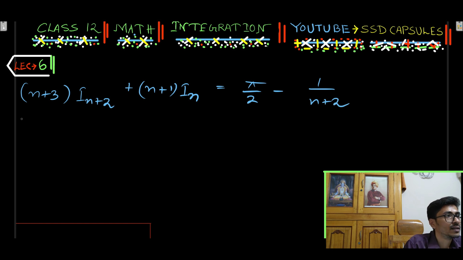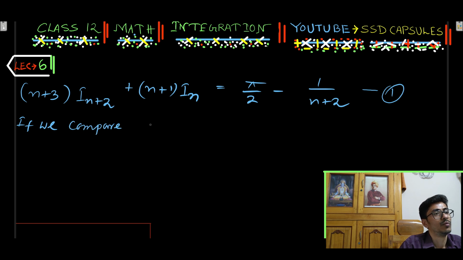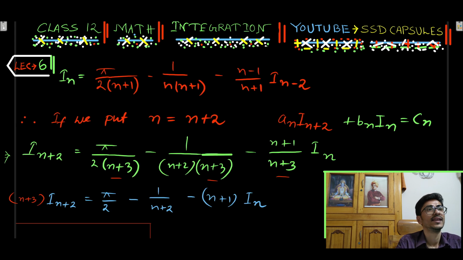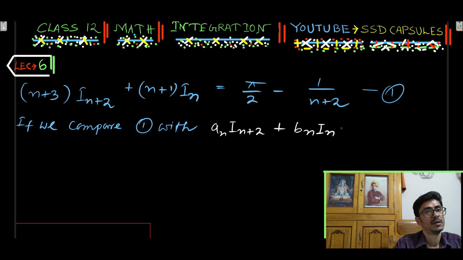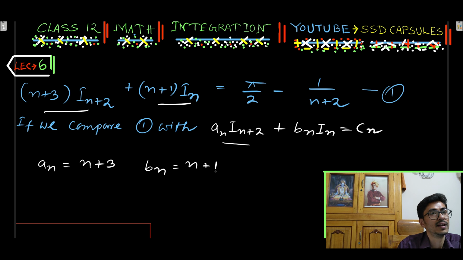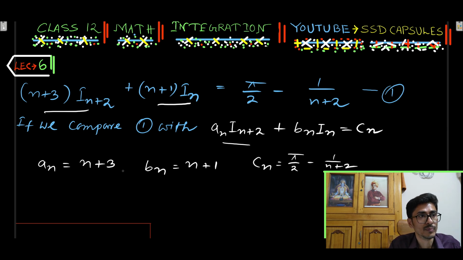So now if we compare this with a_n I_(n plus 2) plus b_n I_n equals c_n, what we have in our hand is a_n equals n plus 3, b_n equals n plus 1, and c_n equals pi by 2 minus 1 by (n plus 2). Hope you have understood up to this step.